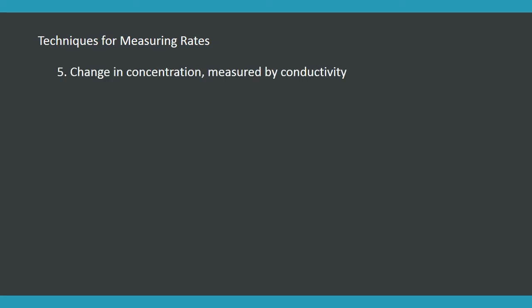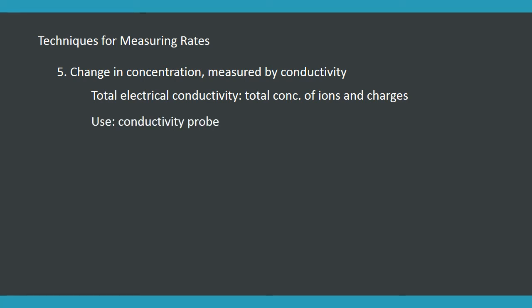The fifth one is looking at the change in concentration measured by conductivity. So with conductivity, we're looking at total electrical conductivity, which is the total concentration of ions and charges occurring in the solution. We can use a conductivity probe, which we have, and you can hook that up to a Logger Pro and see the change in conductivity over time. But what that conductivity probe is looking at is either an increase or a decrease in the ion concentration as you move through a reaction. And based on an increase or a decrease, conductivity responds.